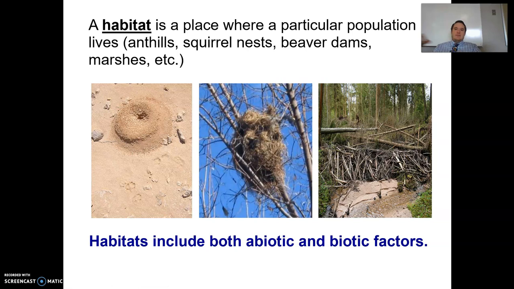Now, let's talk about a habitat. A habitat is a place where a particular population lives: anthills, squirrels' nests, beaver dams, marshes, etc. Habitats include both abiotic and biotic factors. Okay, so right here we have an anthill, here we have a nest, and here we have a beaver dam. Each of these houses a very specific organism. This nest right here, it could be a squirrel's nest or it could be a bird's nest, but it will house that particular organism in that particular area. These are all habitats.